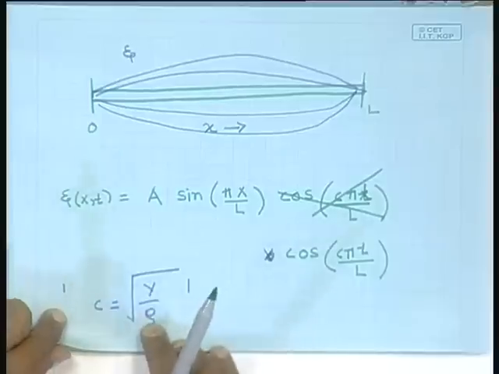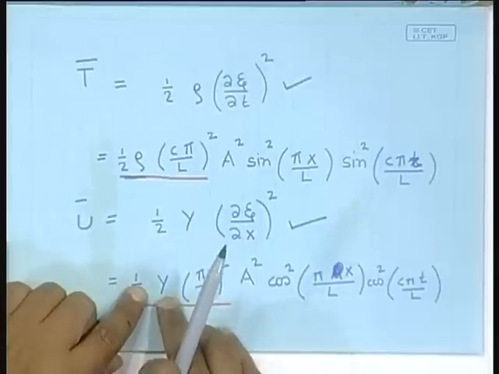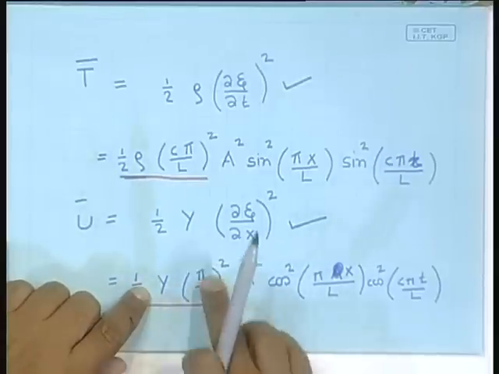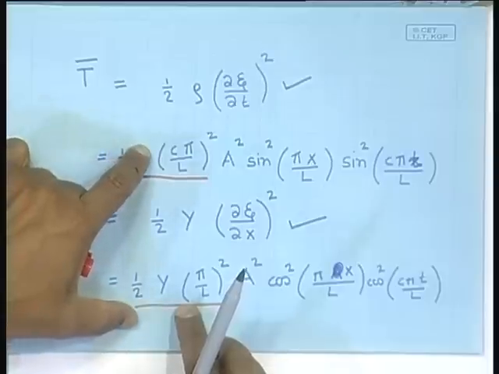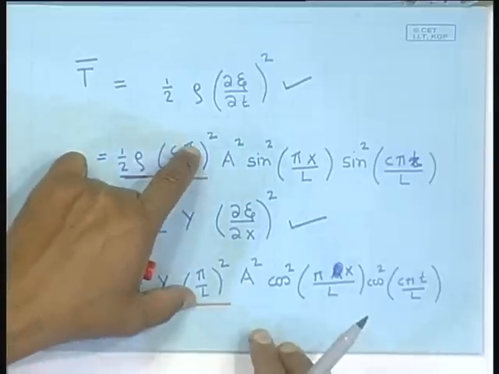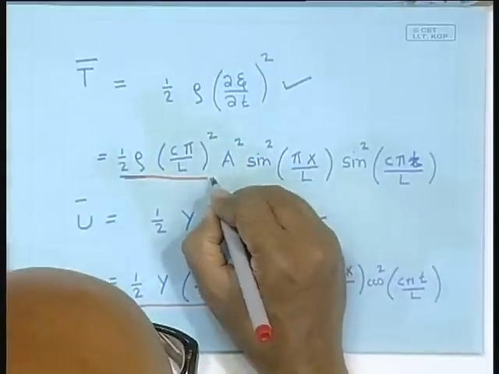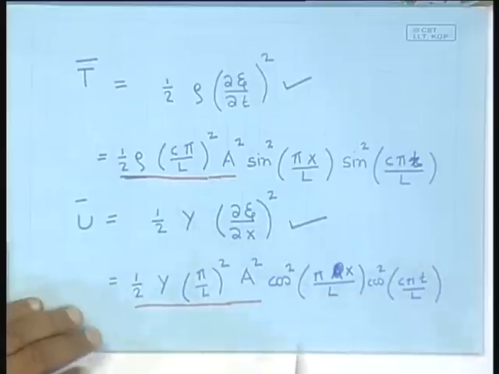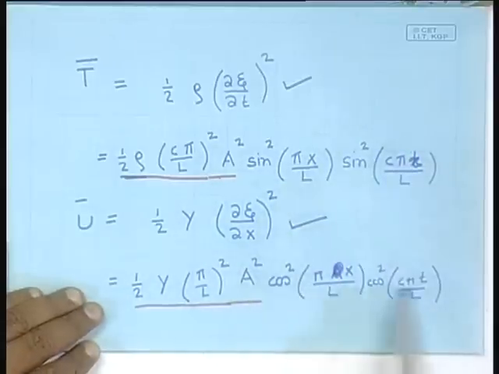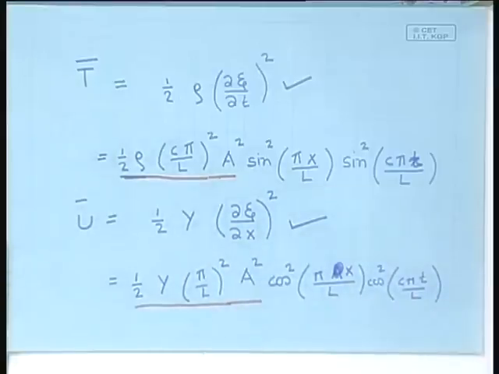If you substitute this, the rho here will cancel out, and what you will have is Y into pi by L squared. So, this term and this term are exactly the same. These two terms are also exactly the same. So, we are not going to bother about this either. What we are going to be interested in is the behavior of this and this, because these overall factors are exactly the same for the kinetic and the potential energy per unit volume.